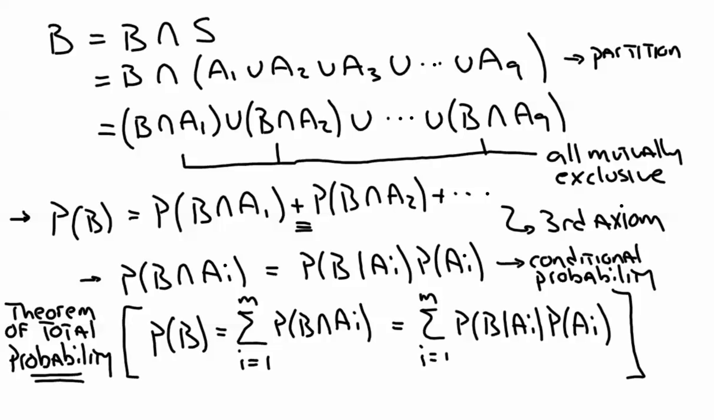All right. The probability of event B is equal to the summation of the conditional probabilities of B given some partition event, times the probability of A sub i. Add them all up. M can be any number. In my earlier example, M would have been 9.